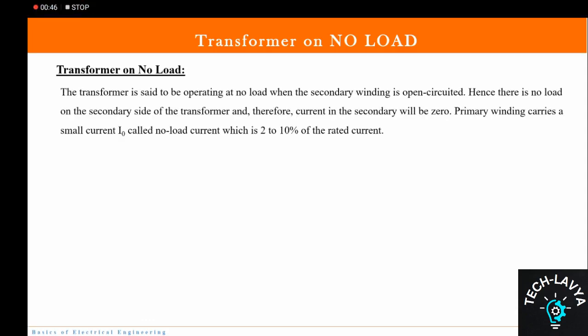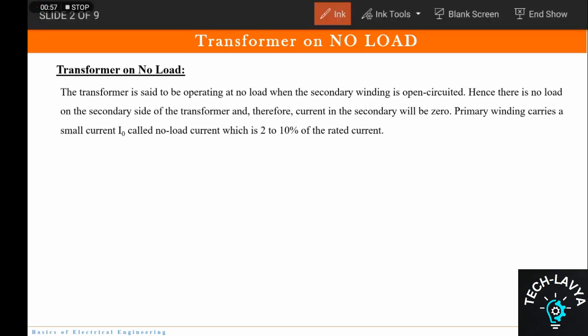Now what is the meaning of no load? Meaning of no load is we are not connecting anything in the secondary winding. It means it is open circuited, right? Now whenever a circuit is open circuited, what is the current? The current will be zero. So the secondary current in this condition will be zero.